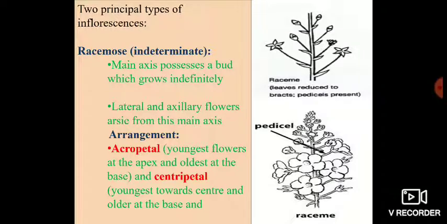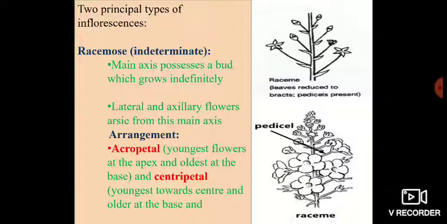Now what are the different types of inflorescences found in angiosperms? There are two principal types of inflorescences in angiosperms. One is racemose, which is also known as indeterminate, and the second one is cymose, which is also known as determinate inflorescence. There are other special types of inflorescences which we are going to discuss as well. Today we will restrict ourselves to the differences between racemose and cymose inflorescence. First of all, let's move with racemose inflorescence and its distinguishing features.